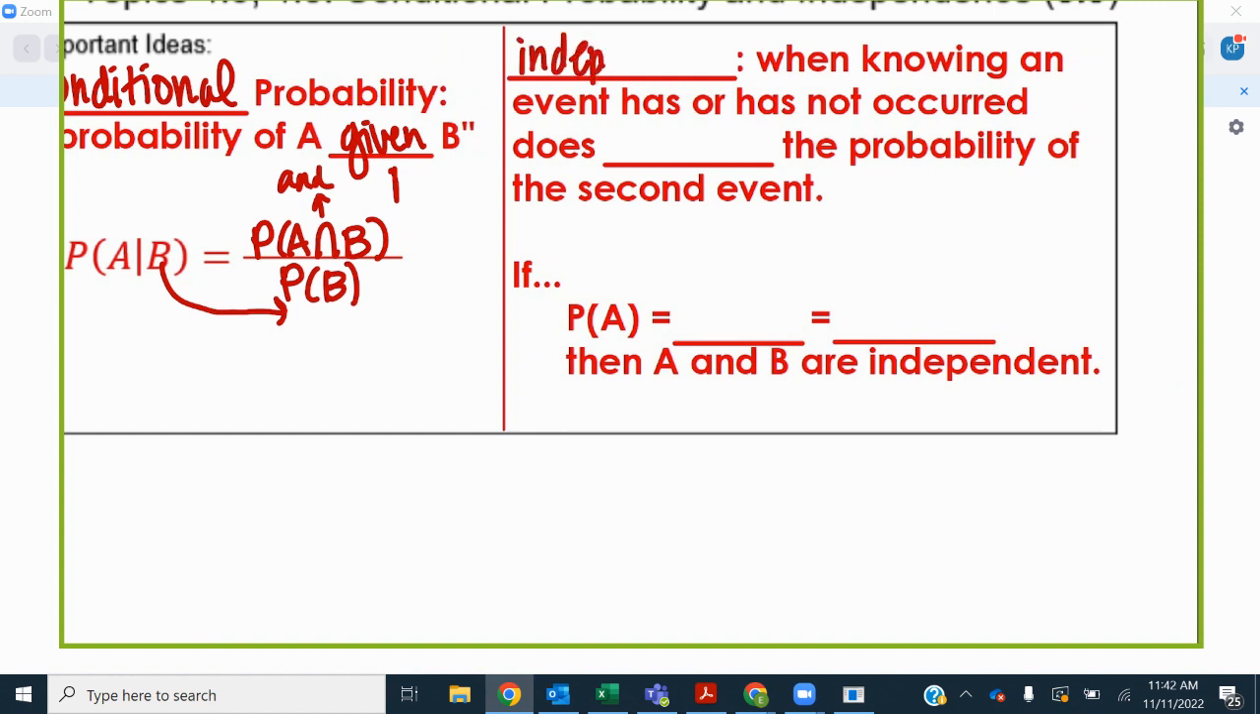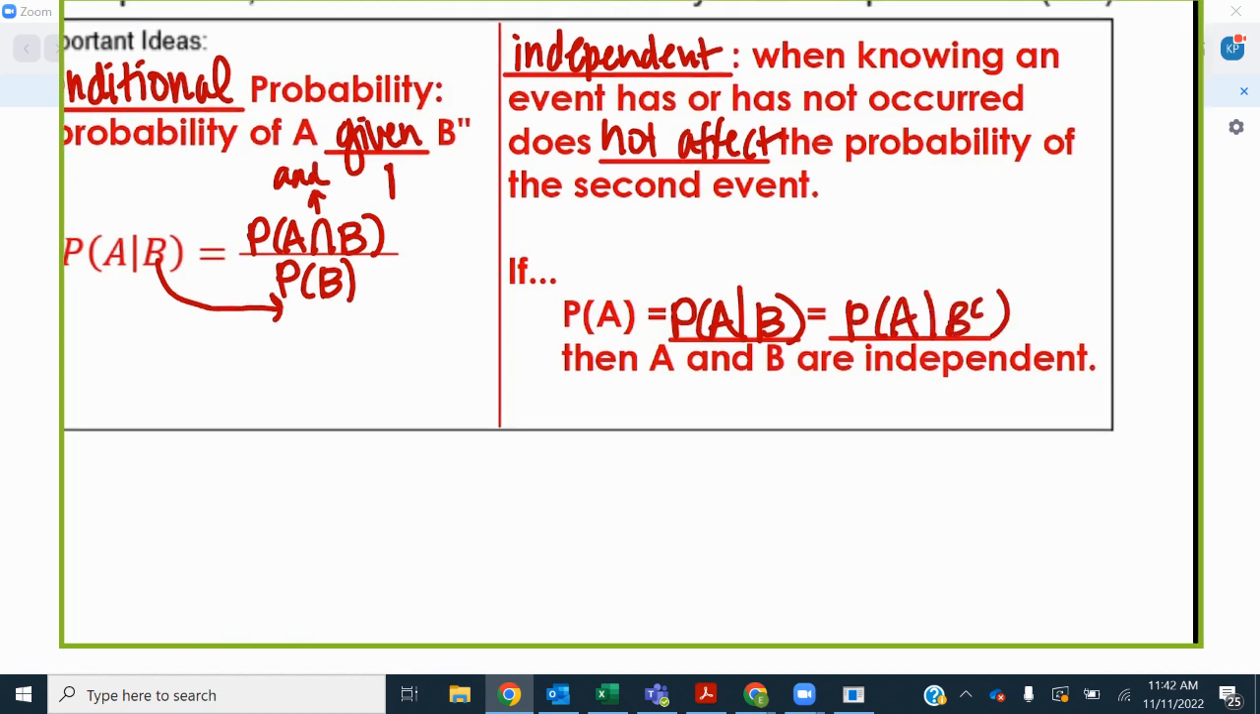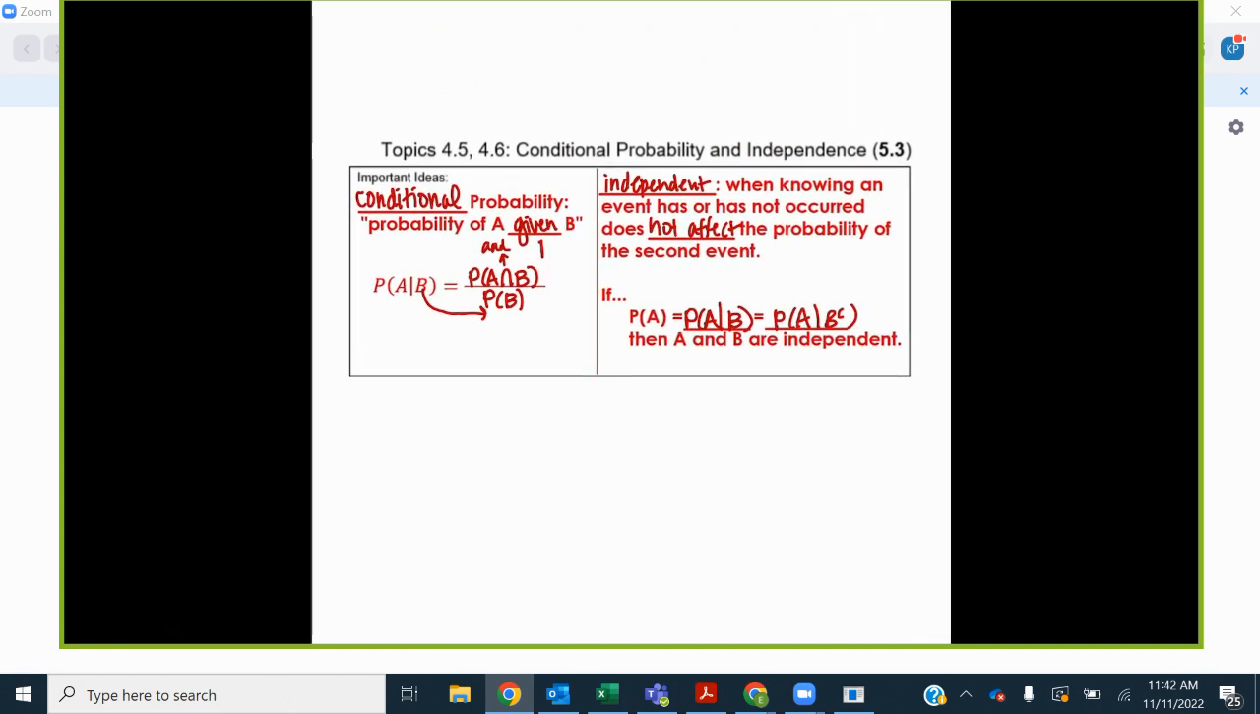Independent events is when knowing one event has occurred does not affect the probability of the second event. And the way we'll check that rule is if P of A occurs, then looking at B or not B shouldn't make a difference. So you'll want to check that math to determine if they're independent.